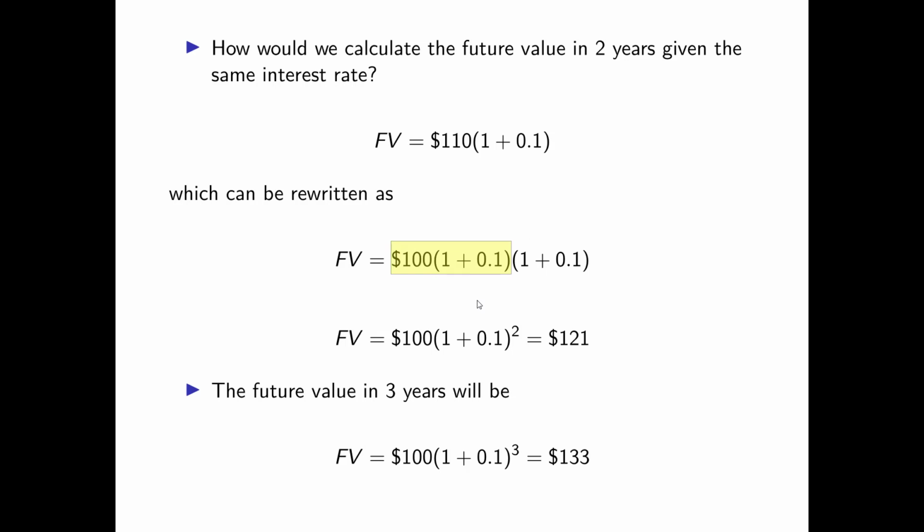So a more condensed way of writing it would be to add a square to the 1 plus the interest rate here. So the future value in 2 years is $121. In the same way, the future value in 3 years will be 133, because you will raise whatever is in the parentheses to the power 3.